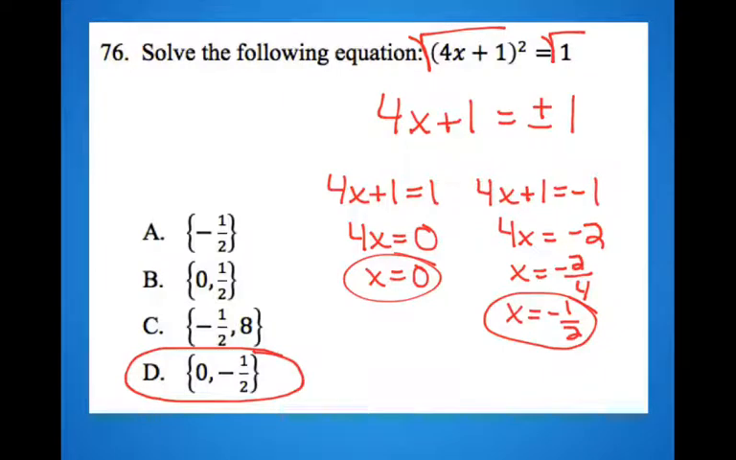Whenever you have a squared, you want to get rid of it. So you square root both sides. Gives you 4x plus 1. And then on the right, it's plus and minus 1. And then you have to do two separate little equations. So 4x plus 1 equals the positive 1. And 4x plus 1 equals the negative 1. And then just solve for x. So we get two different answers, 0 and negative 1/2.